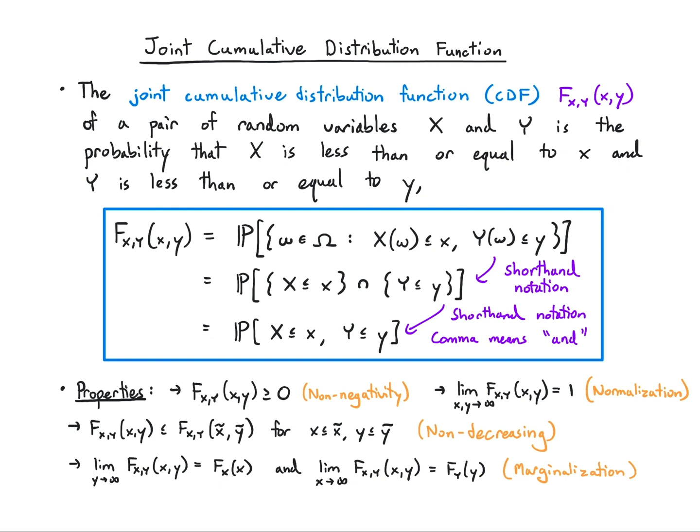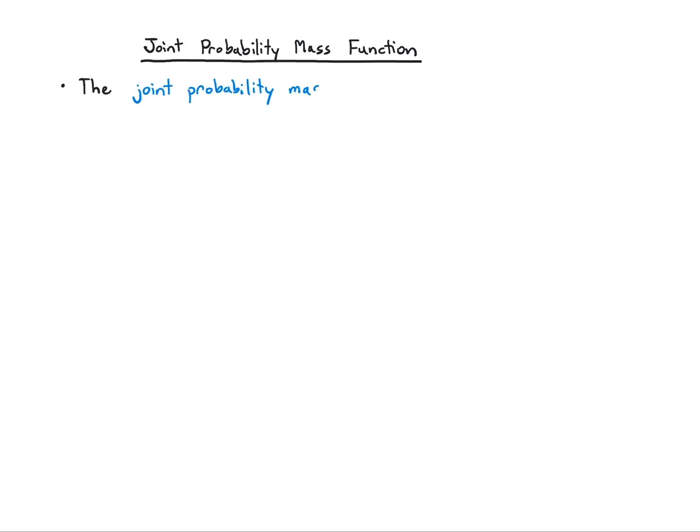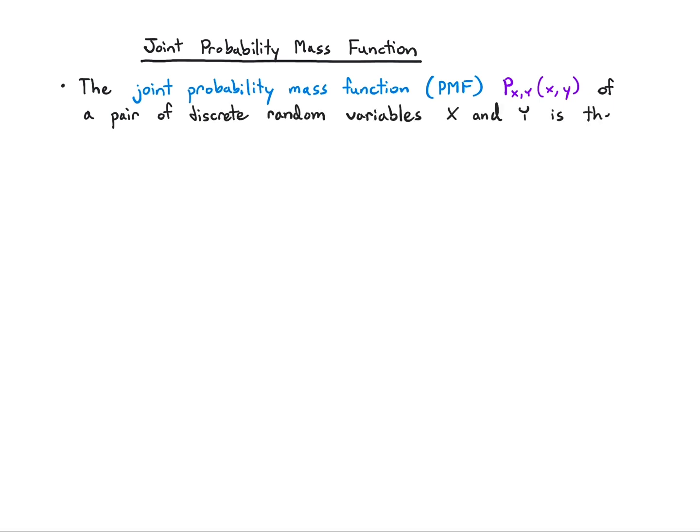Enough of that. Let's go to the PMF. The joint probability mass function is this object that we're going to define right now, and it's the same as what we had before. It's just a function p of x, y, defined for a pair of discrete random variables X and Y. It's the probability that X is equal to little x and Y is equal to little y. And by the way, how do I know if the random variables are discrete? It's simple. I just check if X is discrete and Y is discrete, and then I'm done.